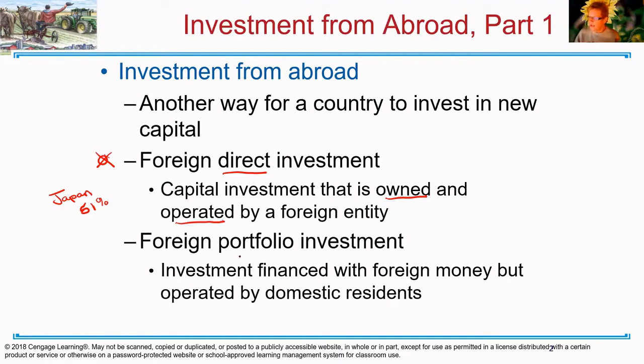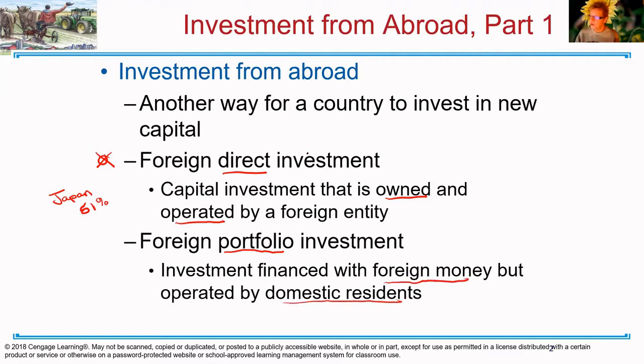Now, the US and many other countries have no problem with portfolio investment. And this is where we talk about financial investment, and it's financed by foreign money, but it's operated by domestic residents. So these are the two key ways.